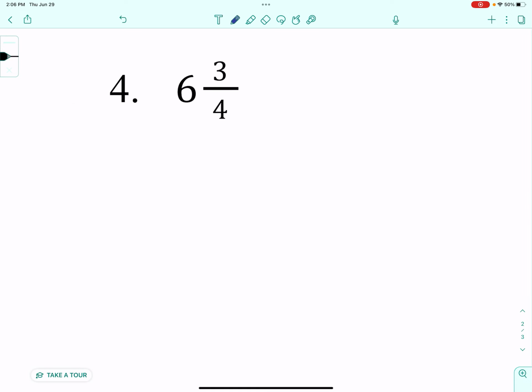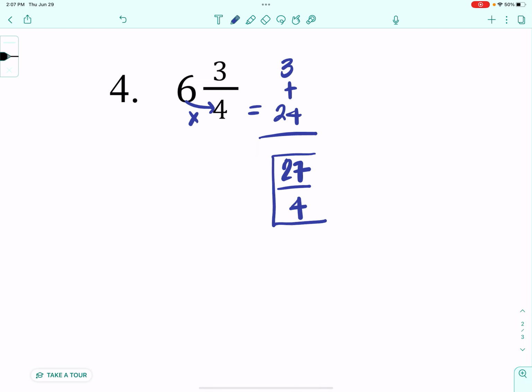I changed up number 4 a little bit. I'm going to go a little bit faster. I'm not going to write out all the steps. I'm going to do 6 times 4. I'm going to add the 3. So I get 27, and then I write it on top of the original denominator. So 27 over 4 becomes my improper fraction.